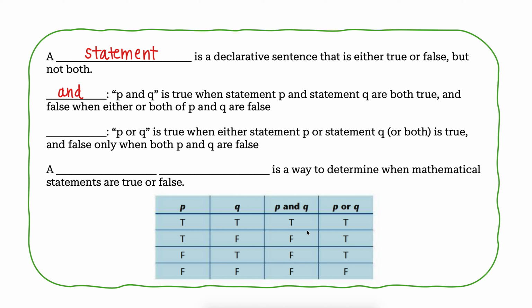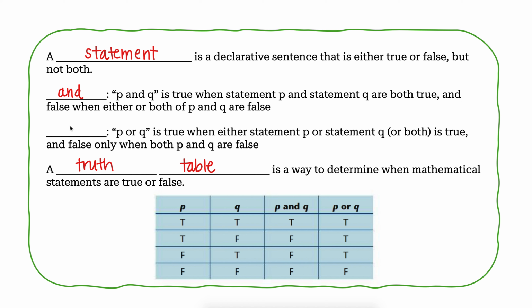So if you look in this table down here, which is called a truth table, we look at our "and" column. When P and Q are both true, that "and" statement is also true. The "and" statement is only true when both P and Q are true. The "and" statement is false in the other three scenarios. If just P is true, but Q is false, or the reverse of that, the "and" statement is false. And then, obviously, when both of them are false, the "and" statement is also false.